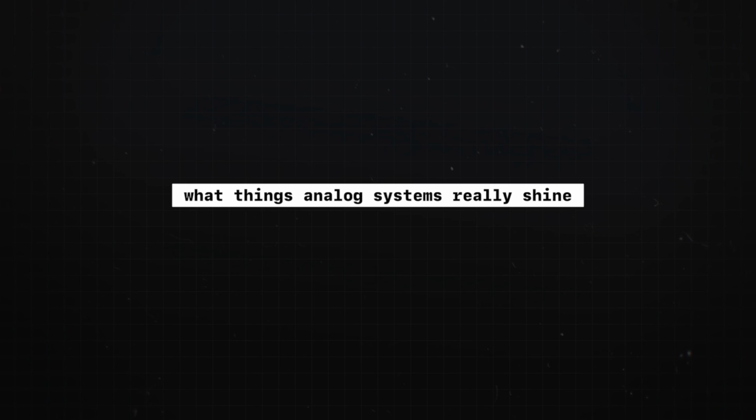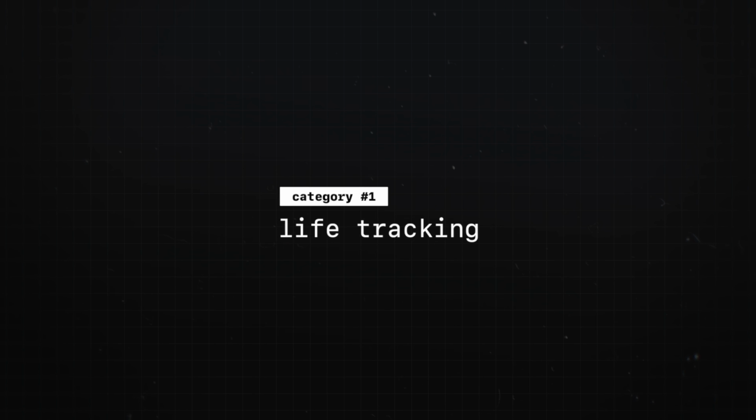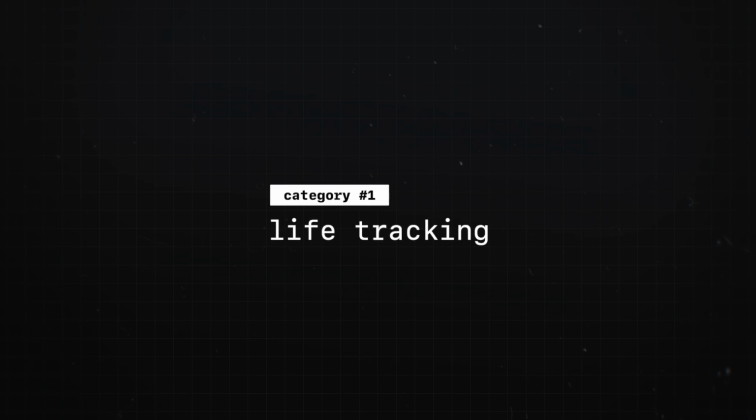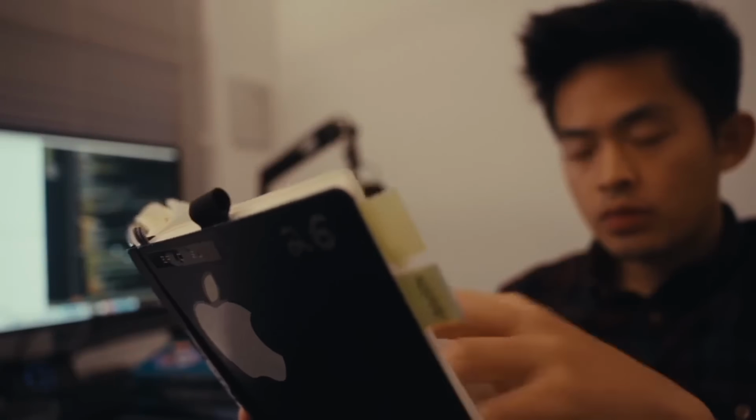With that being said, I want to share with you what things analog systems really shine at and what I only use a physical notebook for. The first is life tracking. So this notebook, this A5 size notebook, is the main notebook that I use to track my life every year. I've made multiple videos on this that you can go check out, but essentially this notebook is what I use to write notes about my life.